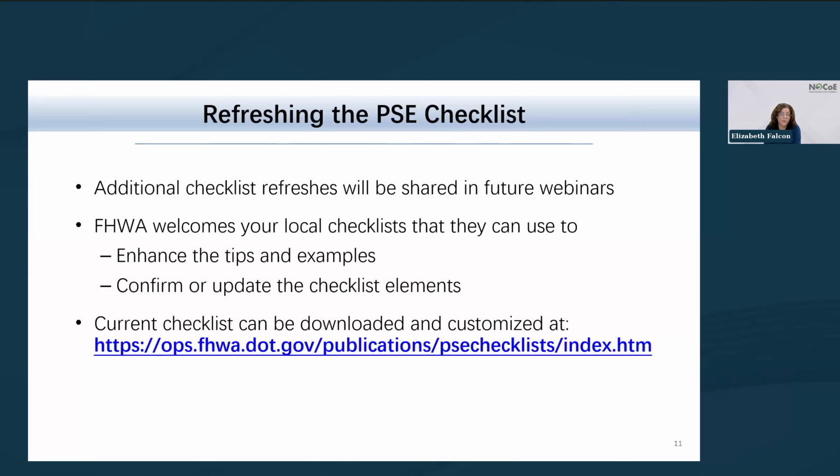The FHWA requests and welcomes any region to share their own checklists or playbooks for their planned special events. These documents will be used to enhance the tips and examples as illustrated earlier. And again, in the chat pod is the link to download and personalize the checklist for your planned special events.